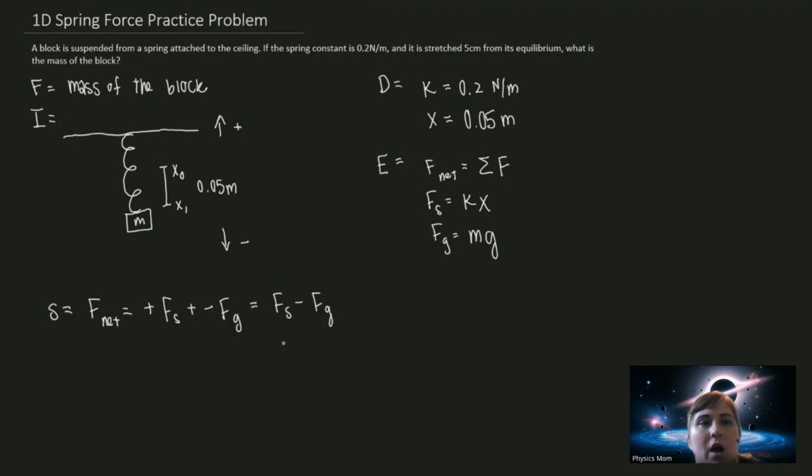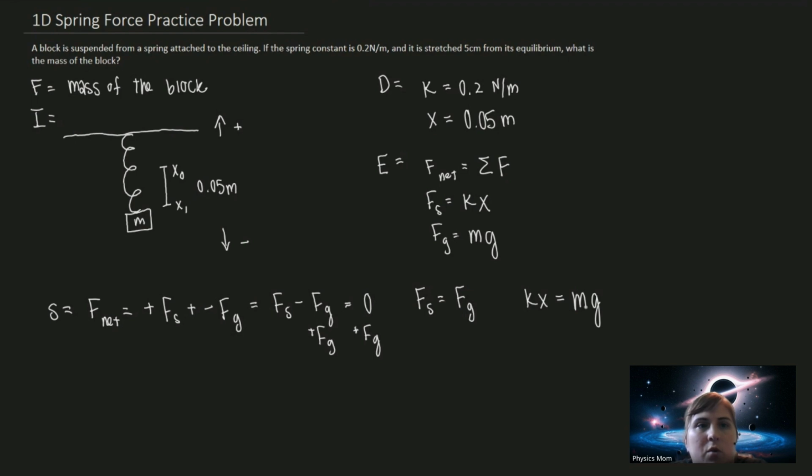Now, if the block is being suspended, it's not moving, therefore it has no acceleration. That means that that's equal to 0. So then that also means that my spring force is equal to my gravitational force, if I just added gravitational force to both sides. I can then use what I know about spring force and gravitational force. So that means I have the spring constant times the displacement, how far it's being stretched. That's equal to the mass of the block times gravity.